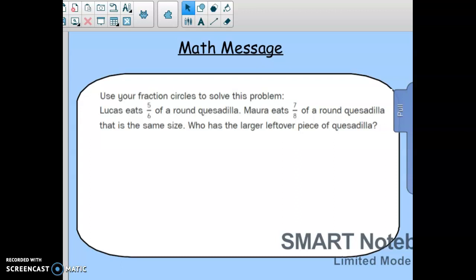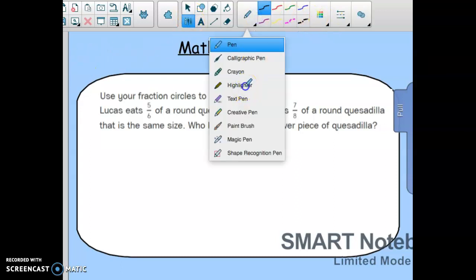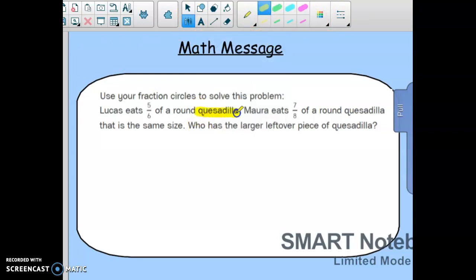Before you begin, let's think about the whole. What is the whole that Mara and Lucas are eating? Right. The whole in this problem is the quesadilla. Why is it important for us to know what the whole is? It actually gives you a hint right in the math message. In order to compare fractions, the whole must be the same size.